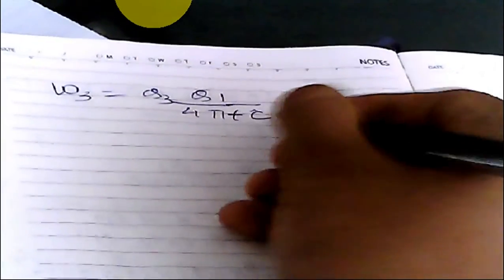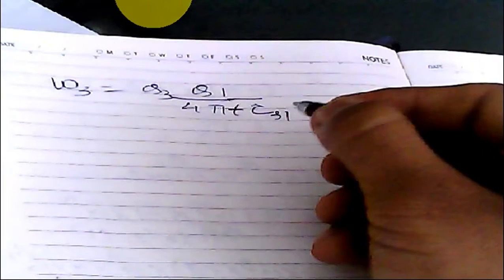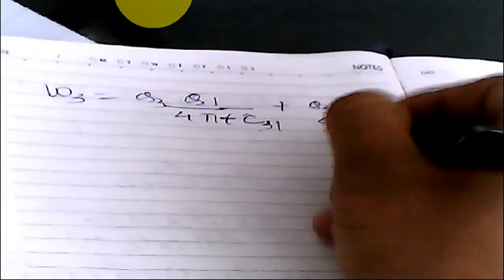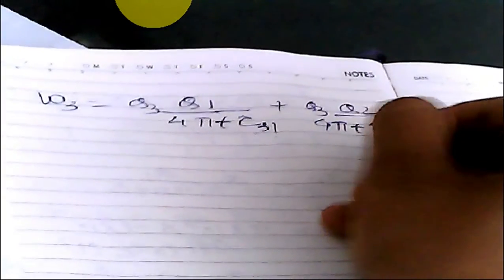W3 is equal to Q3 into potential at 3 due to 1, so Q1 upon 4 pi epsilon R31, because this is 31. R31 is the distance between point 3 and point 1. Similarly, Q3 into Q2 divided by 4 pi epsilon R32.